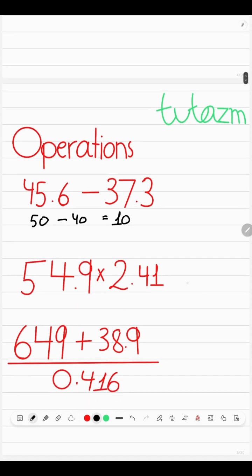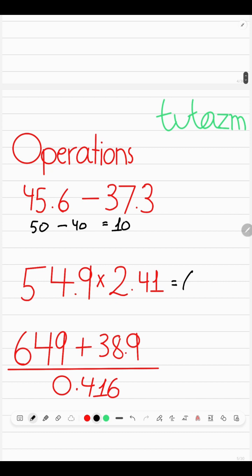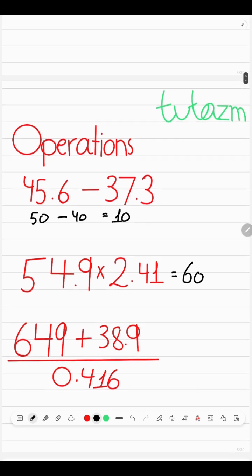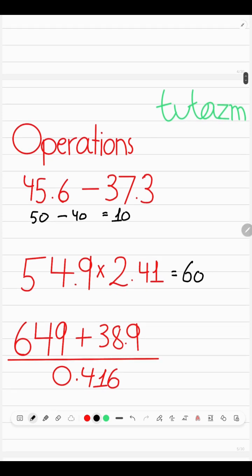In this case we'd have 60, not 55. You might be tempted to turn it into 55 because it's so close to 55, but actually no, it would be 50. We'd round it down because the 4 would make the 54.9 round down to 50, and then 2.4 would round down to 2 to one significant figure, and we'd be left with 100 here.